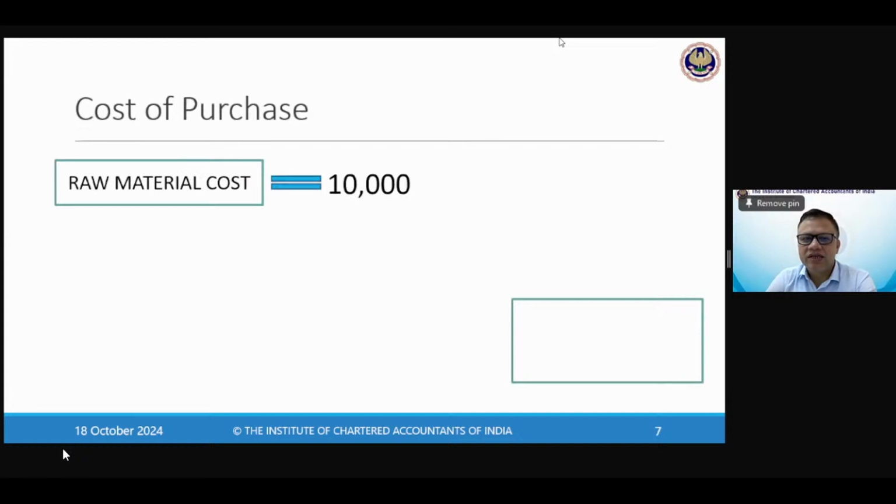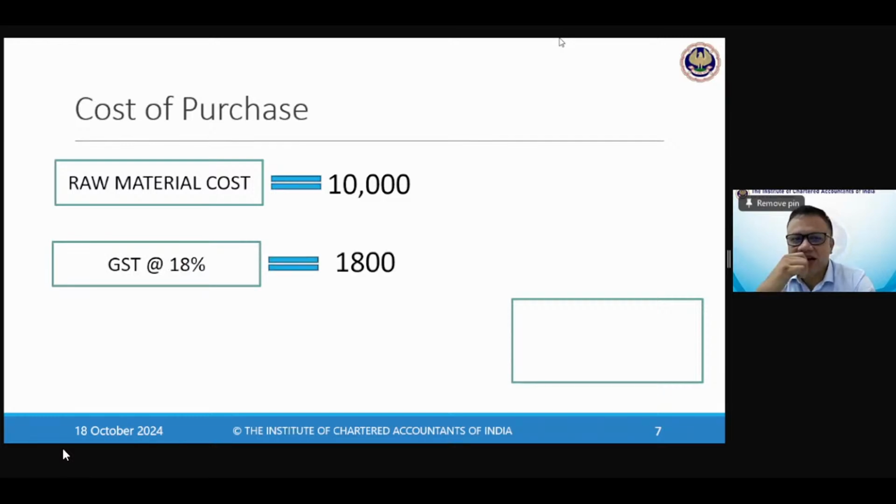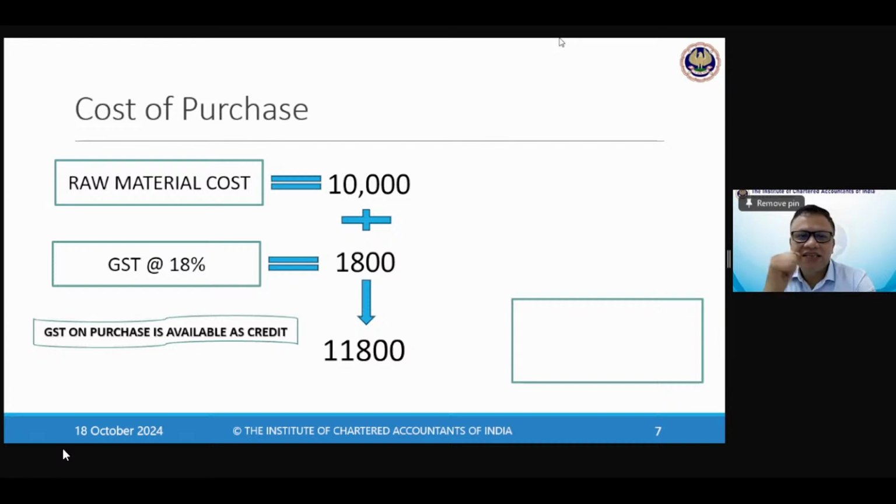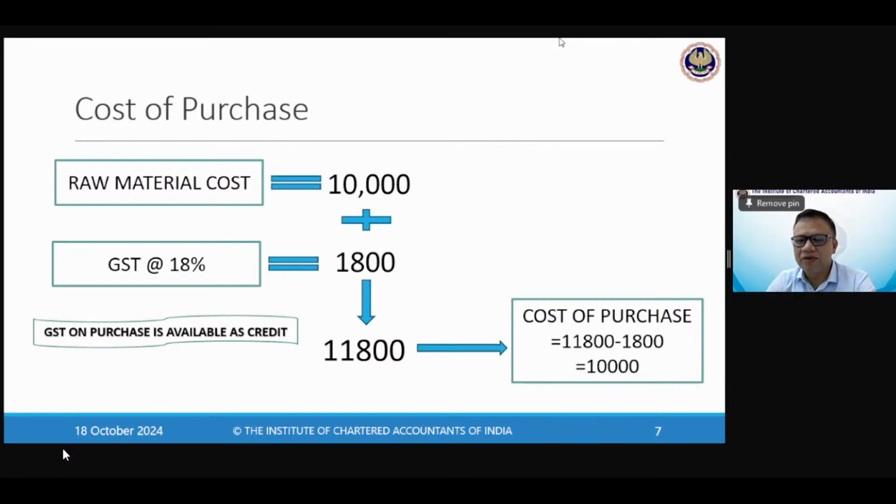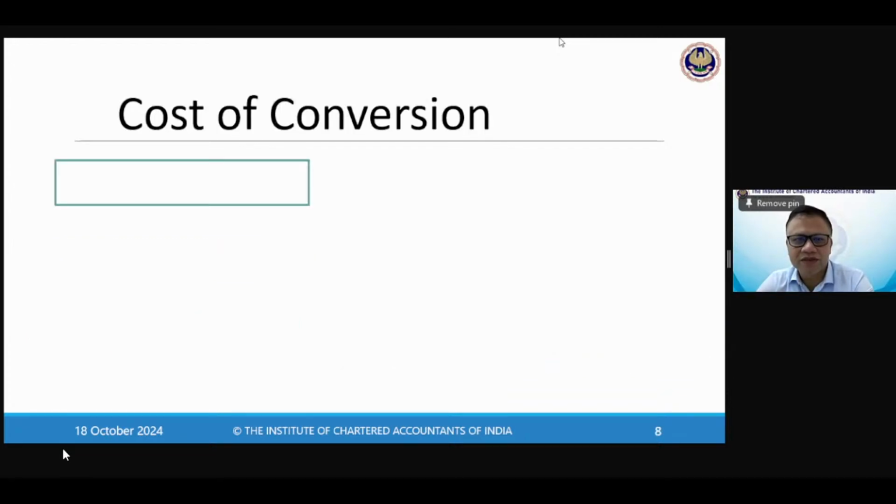Suppose, imagine that a raw material cost is 10,000. You put a GST at 18%, which is 1,800, and your total cost is 11,800. Now, GST on purchase is available as credit. In that condition, the cost of purchase will be 11,800 minus 1,800, which is 10,000. So this is actually your cost of purchase. These are the things which we should keep in mind. Small things, but we should keep in mind these concepts while solving the problems.